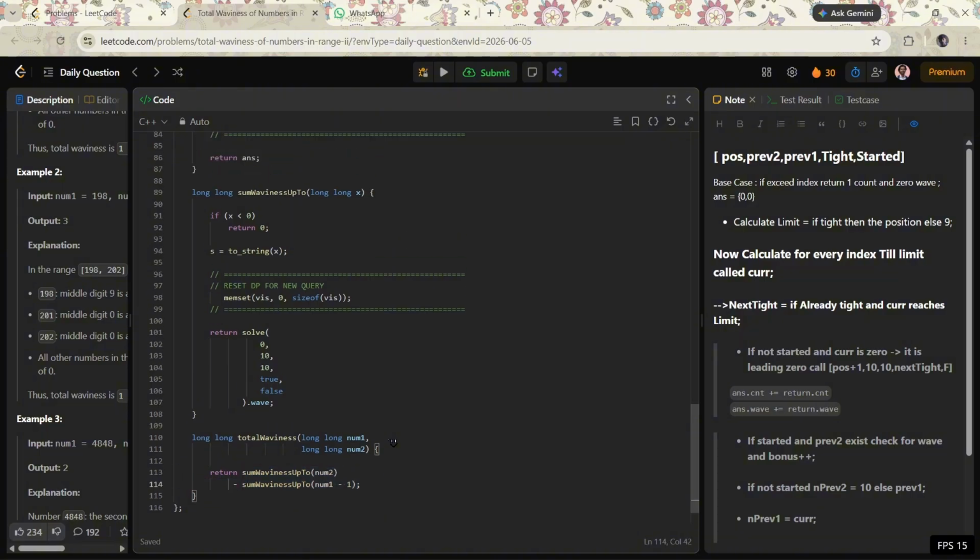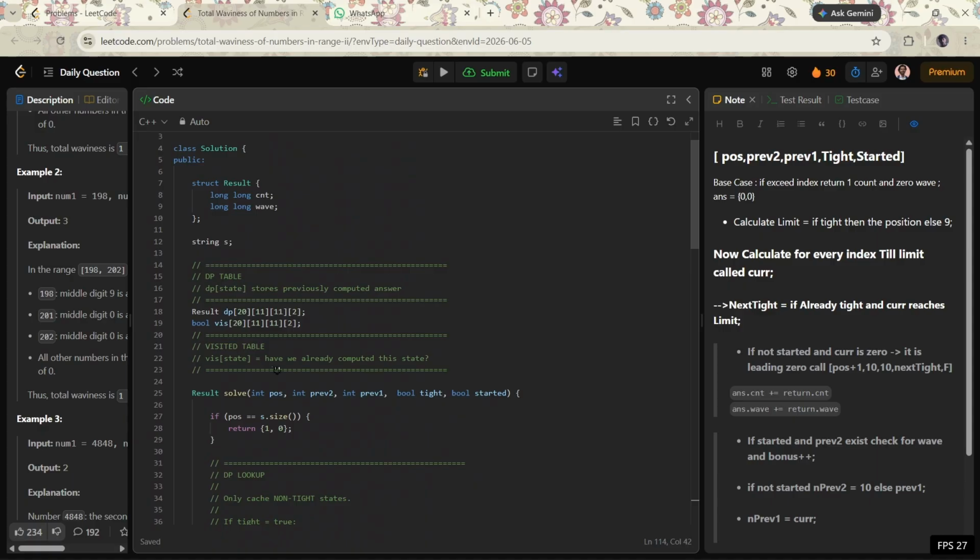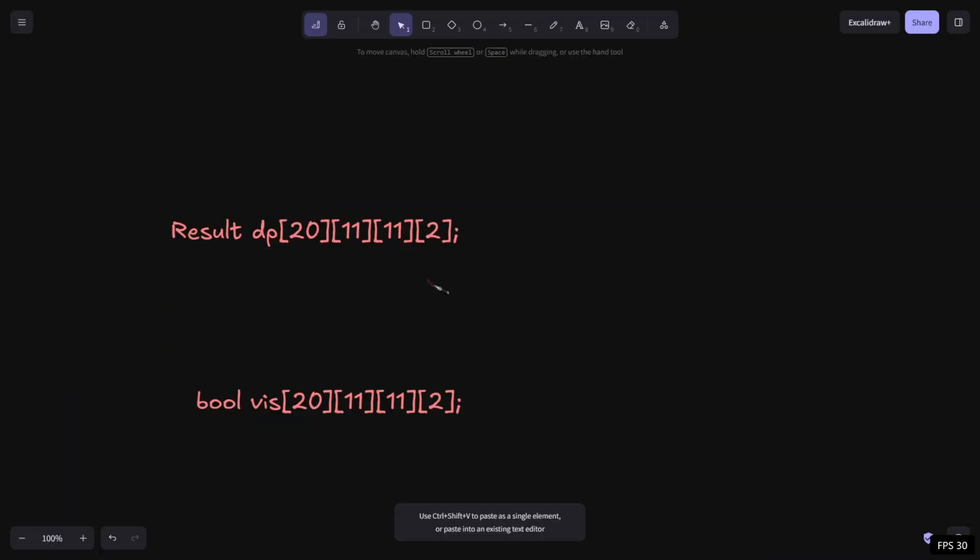Okay, and what is this commented code? So I have to explain. We are using a kind of dynamic programming to store the already visited values to reduce the number of calls. So basically what this represents, okay. These basically represent, okay.